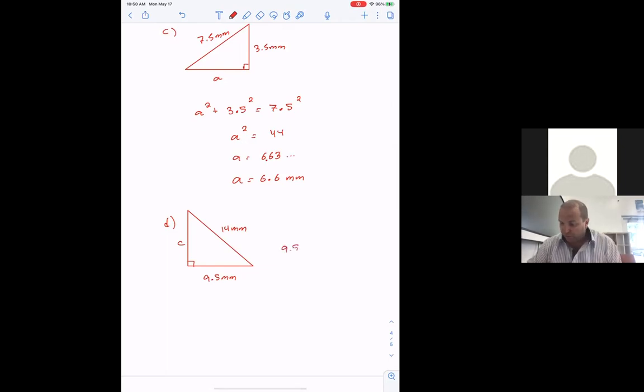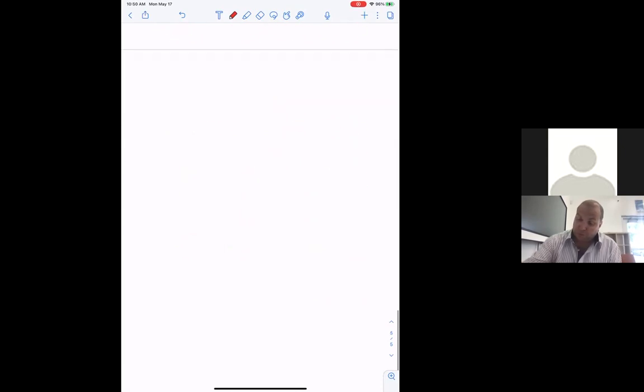So we have 9.5 squared plus C squared equals 14 squared. So if I do 14 squared, which is 196, and I subtract 9.5 squared, this gives me overall 105.75. Square root both sides. C equals 10.28... So to 1 decimal point, 10.3. What are my units? Millimeters. So that's question number 1. 4 parts.